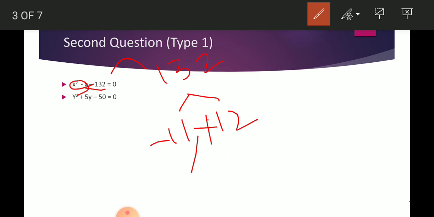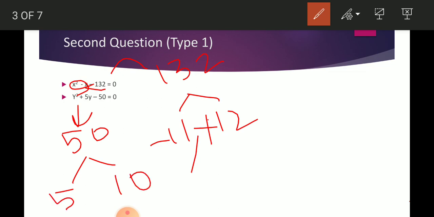Therefore it will be negative 11 and positive 12. For the second case, that is for the y equation, the product is 50. If we break this we will get 5 and 10. Now the sign before the middle term is positive, so the sign of the higher value will be opposite to that, that is negative. And since the sign before this 50 is negative, both roots will have opposite signs, that is plus 5 and minus 10. Now if we compare these two, plus 5 is greater than minus 11 but less than 12, so in this case we cannot say whether x is greater than y or less than y.